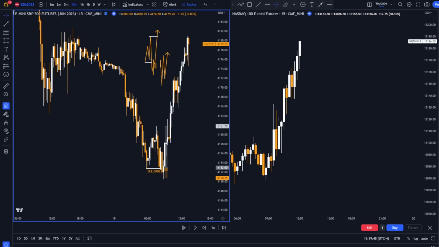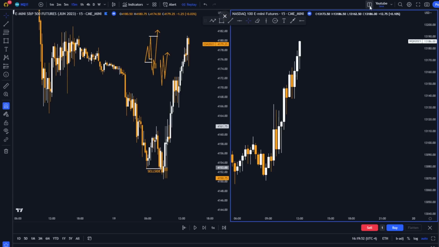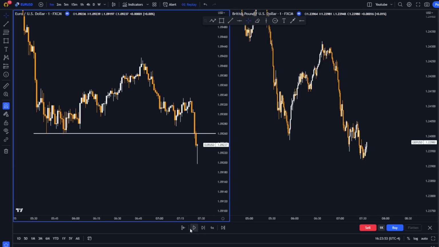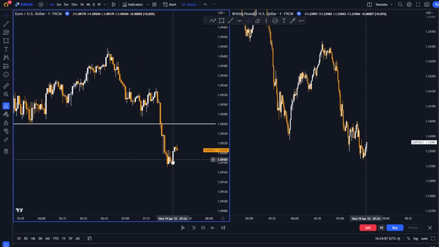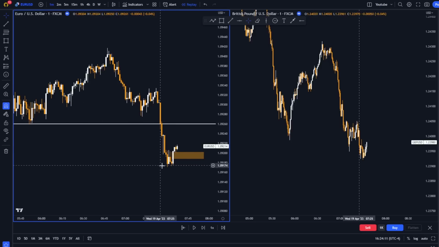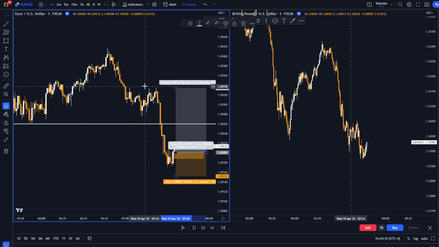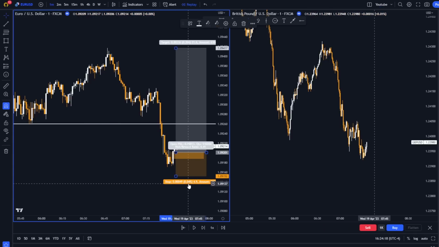So let me show you one trade on Forex too. So we can go to Euro. So we are on Euro and the pound. You can see that we break through this liquidity right here. And now we want to wait for the market structure shift and fair value gap, which happened right here. So with this fair value gap, you should go long here, target this liquidity right here and this one right here.